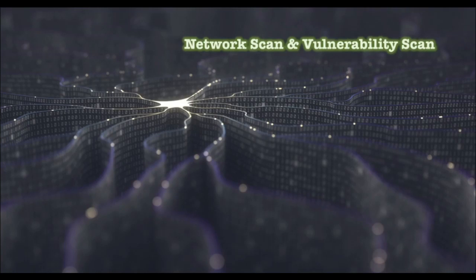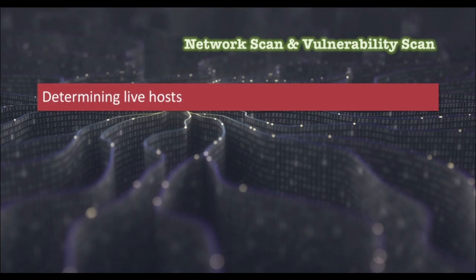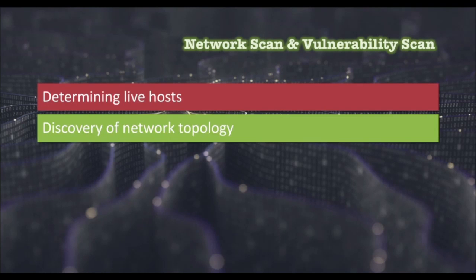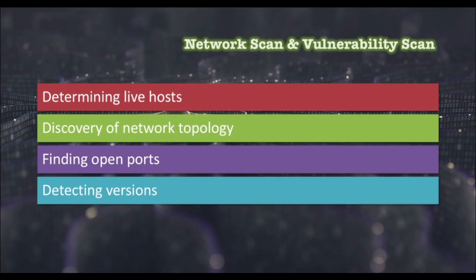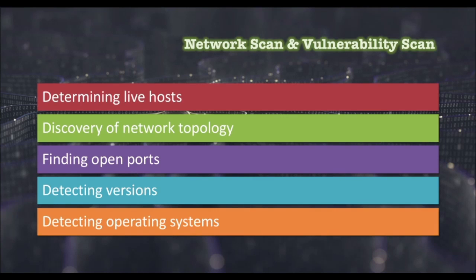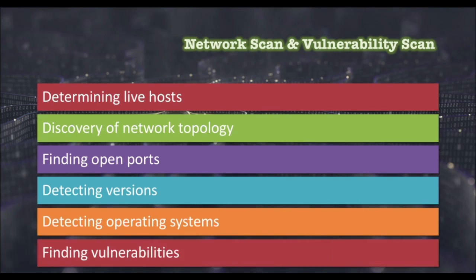The content of the next section, network scan and vulnerability scan, are as follows. Find out the computer systems in a network. Discover the network topology. Detect the open ports of the systems. Detect the versions of the services running on those ports. Detect the operating systems running on the devices, and find and assess the vulnerabilities that exist on those devices.